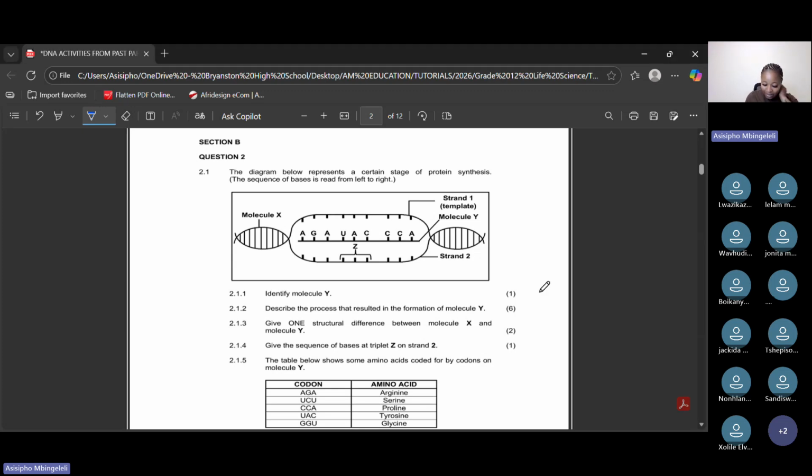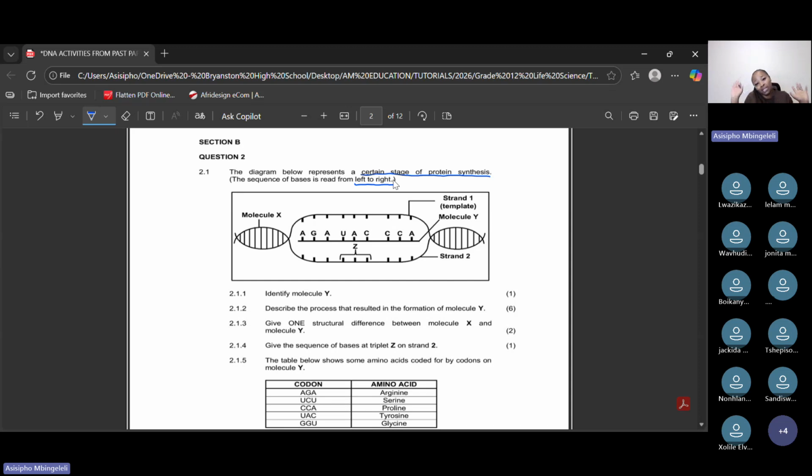The diagram below represents a certain stage of protein synthesis. Now, they also tell you that we are reading the bases from left to right. That is very important for us to note. Okay, if I'm still reading a question, I will need the mics to be muted. Then once I start asking for answers, then you can unmute. Okay, thank you so much. So my point was the sequences in this case are read from left to right. I would say 99.99% of the time, you should be reading them from left to right, unless otherwise stated in an exam that you are reading them from right to left.